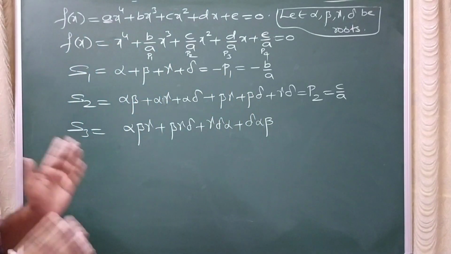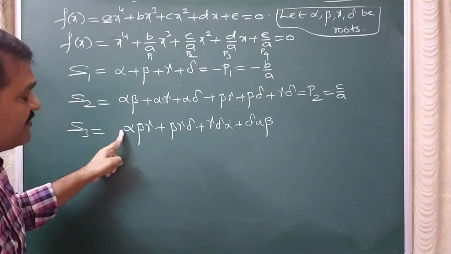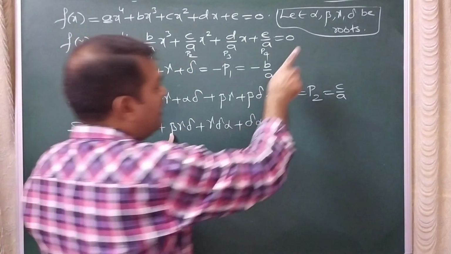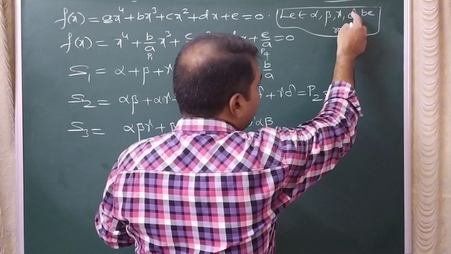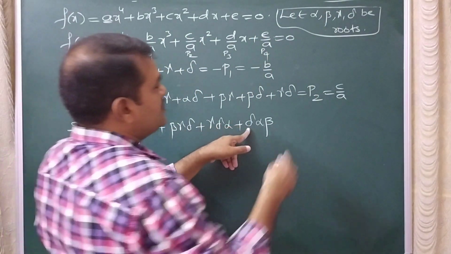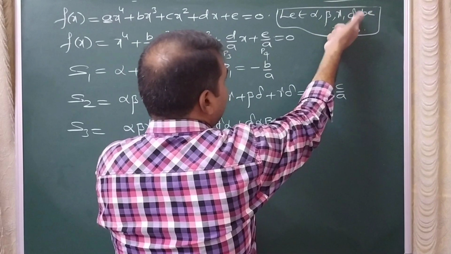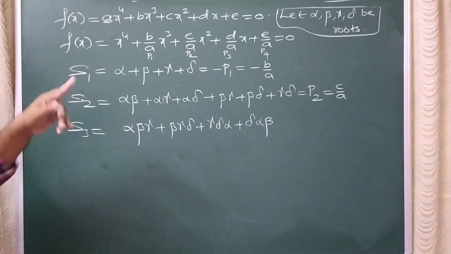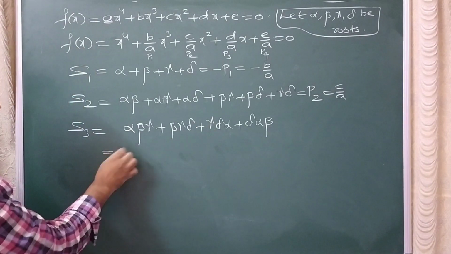So by taking 3 at a time, different combinations you have to write. So starting from alpha, alpha beta gamma. Starting from beta, beta gamma delta. Starting from gamma, gamma delta, and come back to alpha, cyclic order. Starting from delta, delta alpha beta. So this is the full form of S3 when you have 4 roots. Okay. So I can write this in short like this.